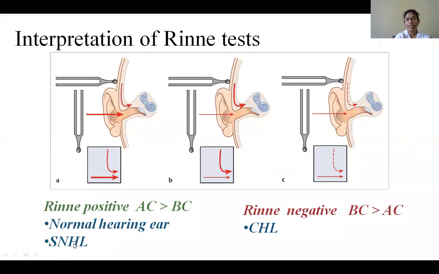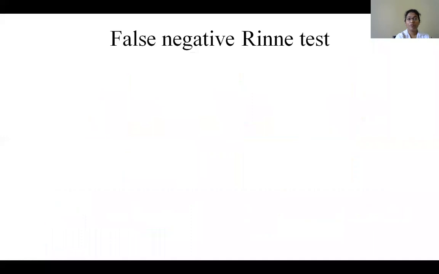Now, how do we differentiate between normal and sensory neural hearing loss? For this, we need the Weber's test, which helps in deciding whether it is normal or sensory neural hearing loss. So Rennie's and Weber's go hand in hand. We cannot use only one test to diagnose a particular type of hearing loss. Now, Rennie's test could be false negative, which is a very important thing we have to keep in mind.